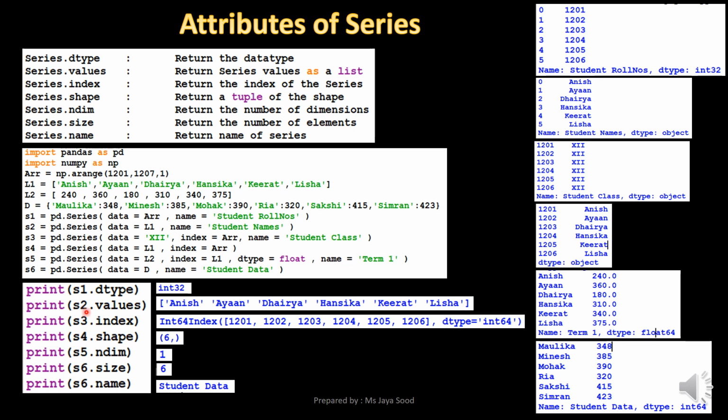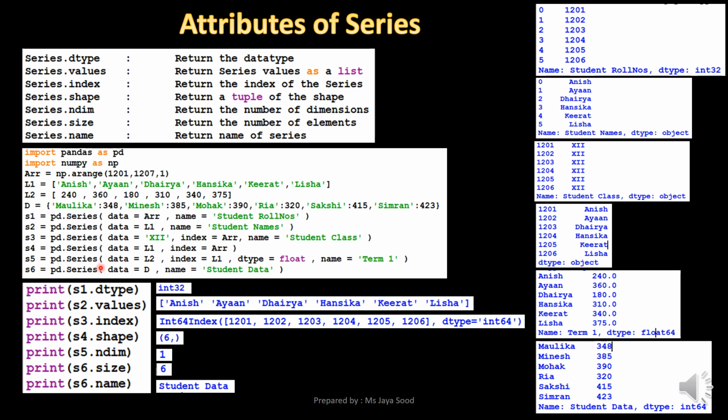S2 is a series which is created by passing the list of names L1 as the data. The statement print s2.values will return this list of names. S3 is a series which is created by passing the scalar value 12 as the data and the index as ARR. The statement print s3.index will print the index from the series which are coming from the ND array. The data type of the index is int64. S4 is a series which is created by passing a list of 6 names as the data. The statement print s4.shape will print a tuple with only one value, that is 6.